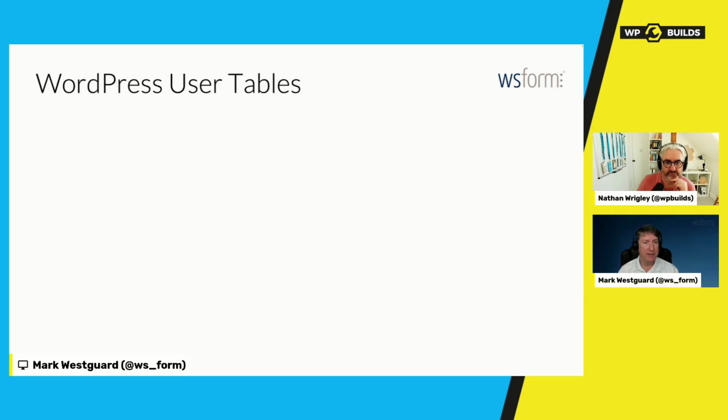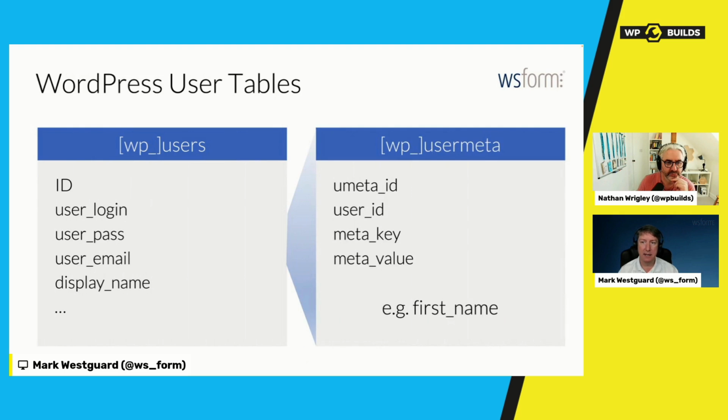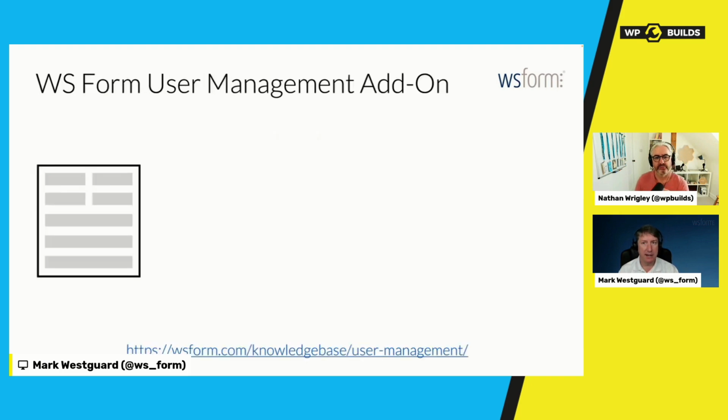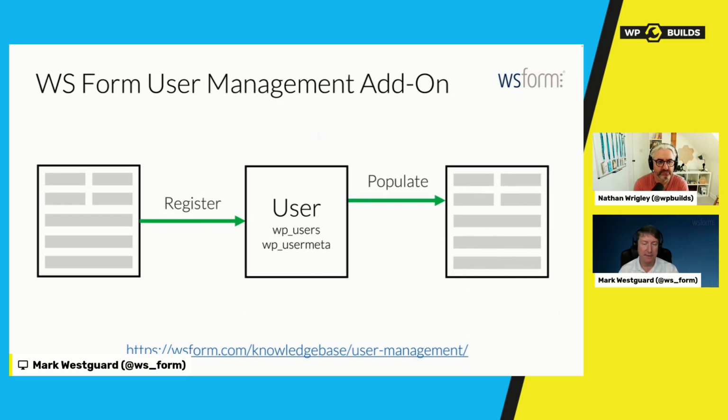We can also do that with user tables in WordPress as well. So users have a table. That's where your login, your password, your email address, etc., is stored. That also has a WP user meta table. So that's where you can store custom information about that user. And again, there's a link between those two tables to glue those two tables together. And the user management add-on works in pretty much the same way as the post management add-on. So you've got a form which will then register a user. And that user data could also be used to populate a form. And then when we submit that form, it can be used to edit the profile of the user. So again, bi-directional management on that.